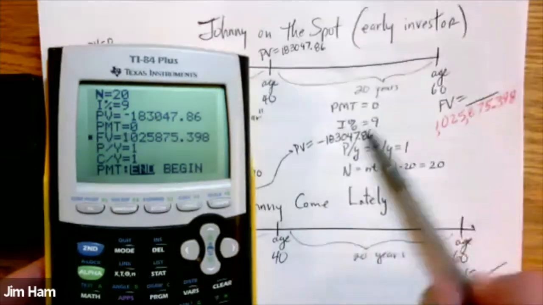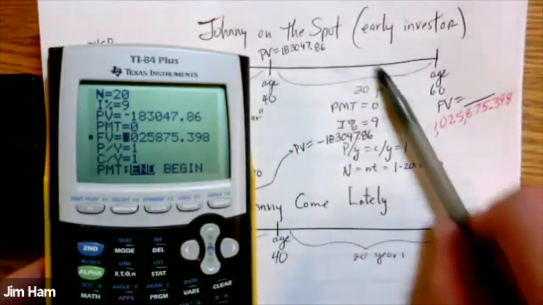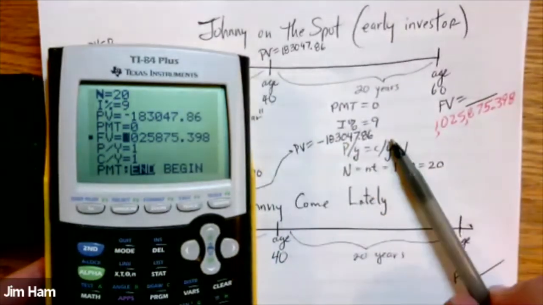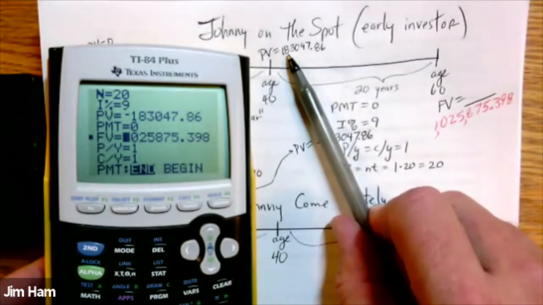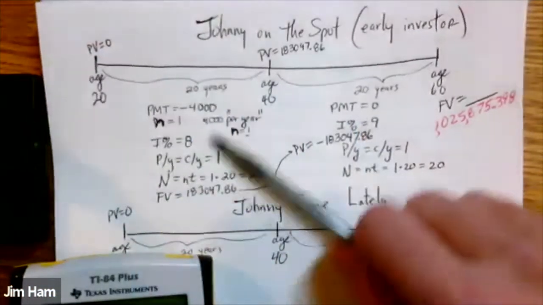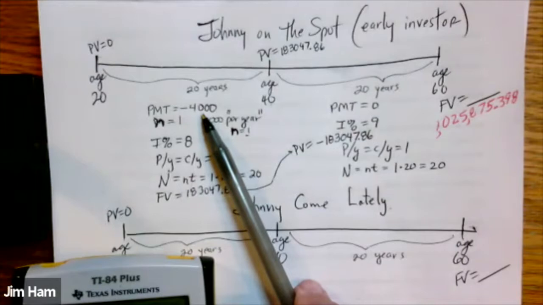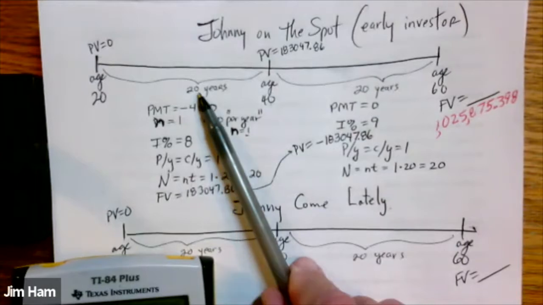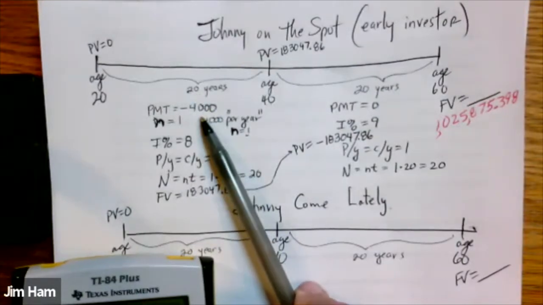Well, you didn't make any payments here, so no money came out of your pocket. You just took the money that you earned in the first 20 years and reinvested it. And how much did you invest here? $4,000. How many times did you make that investment? 20 years. Every year for 20 years, you put away $4,000.